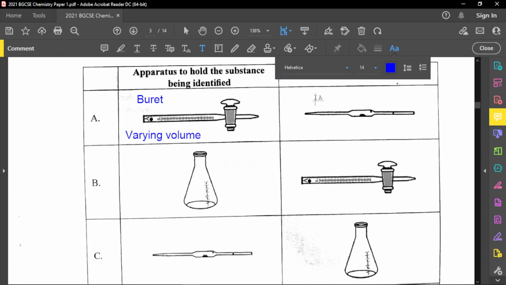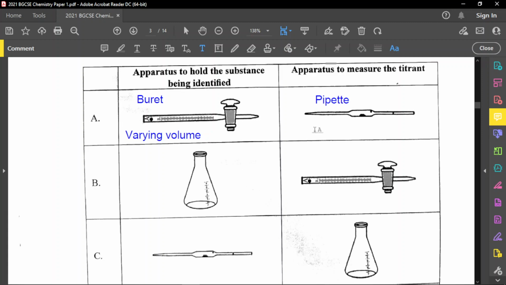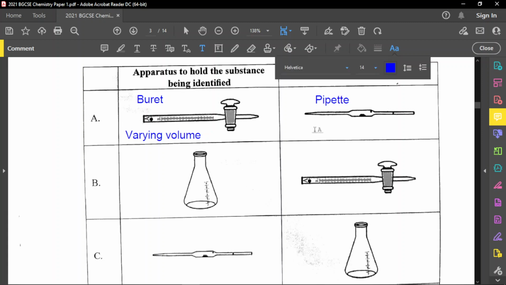And a pipette is what is used to measure a set volume or fixed volume. So here you have a fixed volume being measured with a pipette, right? So as a matter of fact, you can even say a standard volume.